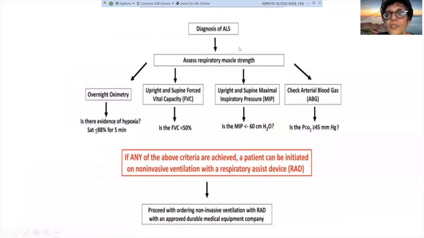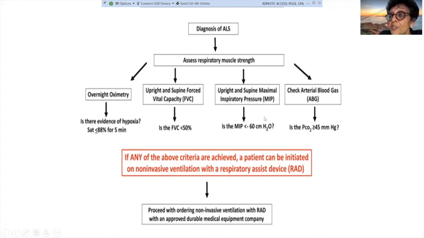Once the diagnosis of ALS is made, we assess respiratory muscle strength at every clinic visit. What we are measuring is something called an upright and supine forced vital capacity. The forced vital capacity is where we make the patients take a deep breath in and then blow out as hard and fast as possible. If the forced vital capacity is less than 50%, then we need to do something about it, because that means that there is impairment of gas exchange.